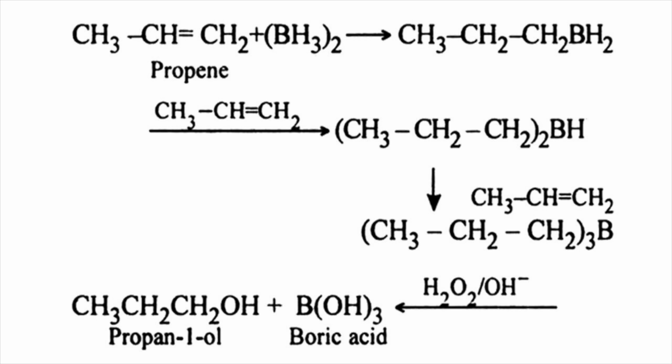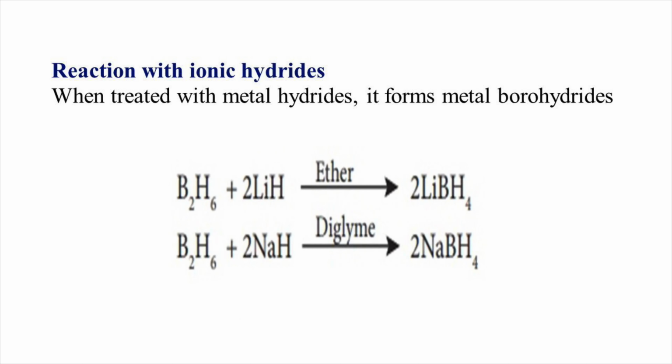For example, propene reacts with diborane to yield propyl borane, which upon reaction with alkaline hydrogen peroxide gives propanol. The next is the reaction with ionic hydrides. Diborane reacts with metal hydrides in diethyl ether solution to yield metal borohydrides. For example, lithium hydride reacts with diborane to yield lithium borohydride. Similarly, sodium hydride reacts with diborane to give sodium borohydride.